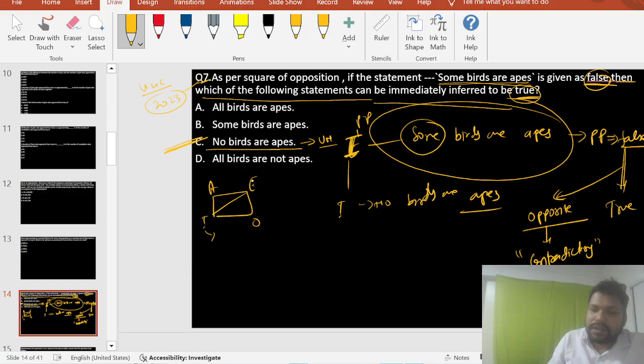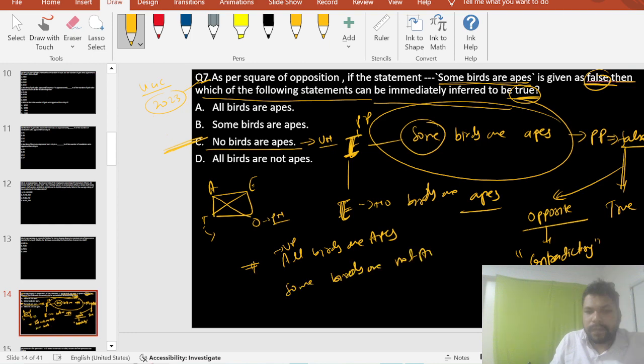If in the question it is given that "all birds are apps", all means this is the UP, the universal positive. So UP's opposite is PN, the particular negative. So PN means I'll say that some birds are not apps. So these two sentences are called contradictory. So I's contradictory is E, a universal negative. Universal negative means no birds are apps. That is your option number C, the right answer.